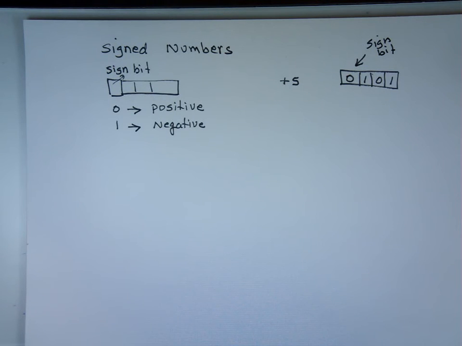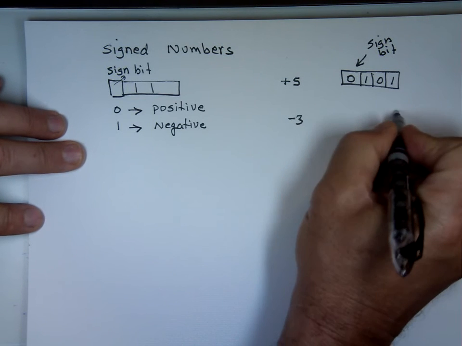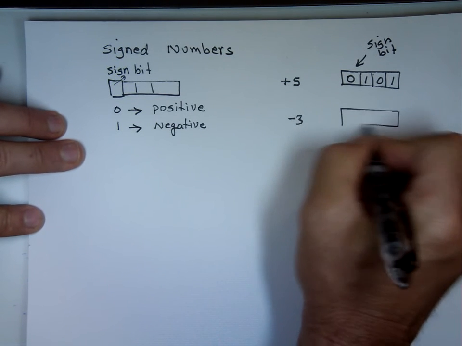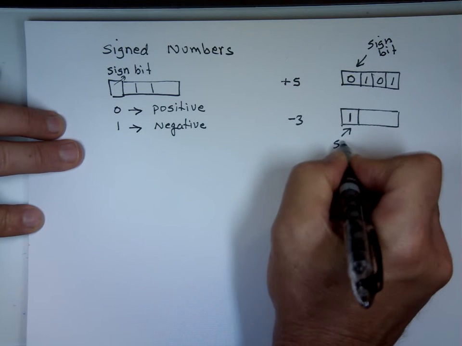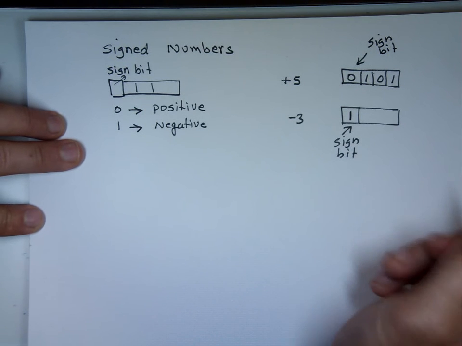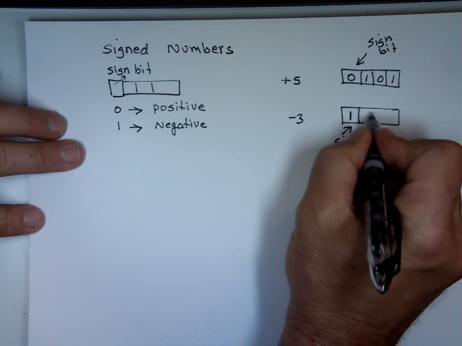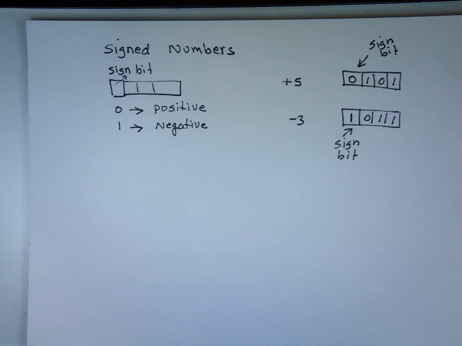If you want to put a negative 3, that's a negative number. Your sign bit will have a 1. Again, that's your sign bit. There's the negative. And the 3 is what? Isn't that 0, 1, 1? That's a 3.